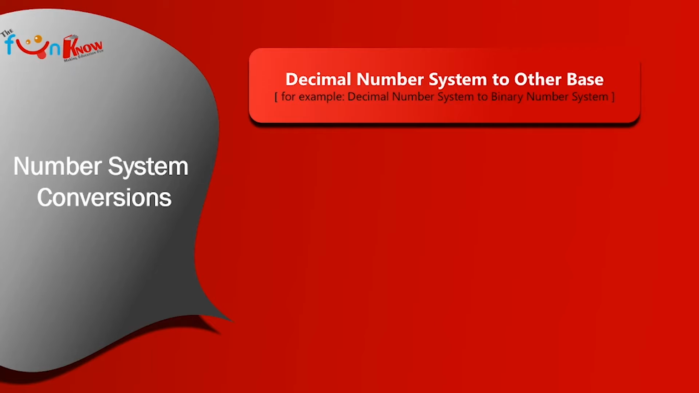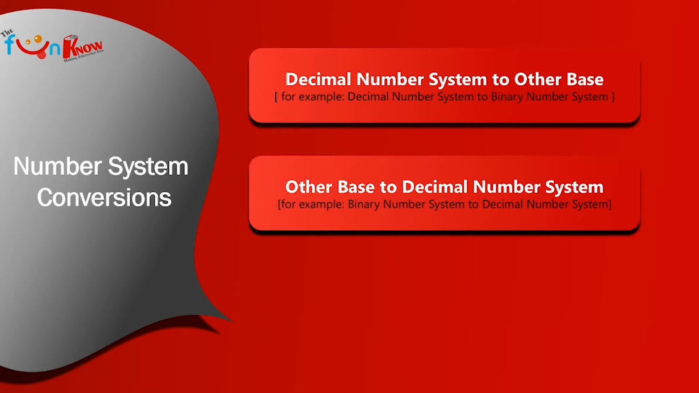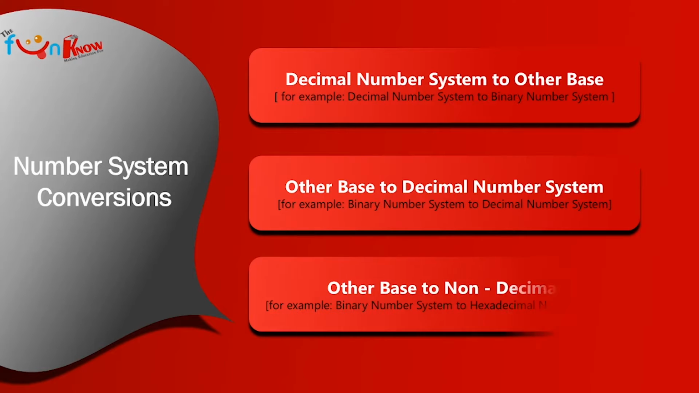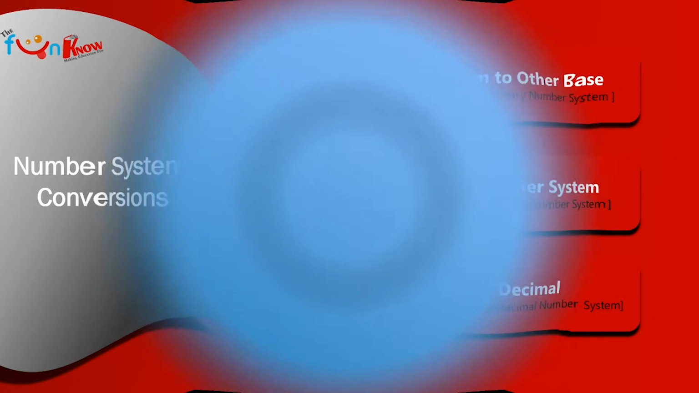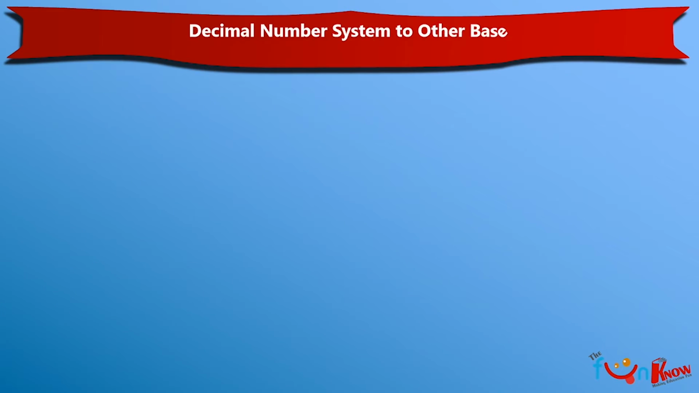Number system conversion, first we'll see decimal number system to other bases. For example, decimal number system to binary, other bases to decimal number system, for example binary number system to decimal, other bases to non-decimal number system, that is binary number system to hexadecimal. Let us see all of these in detail. First, decimal number system to other base. For example, decimal number system to binary number system.